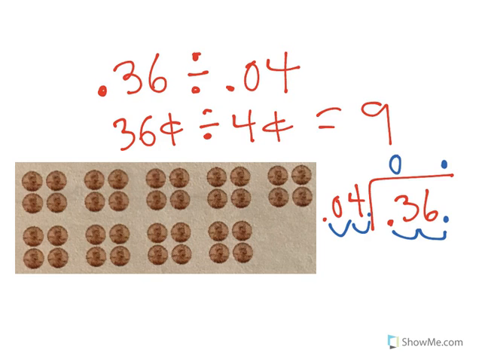4 can't go into 3. 4 can go into 36 9 times. 9 times 4 is 36, and I get 0. Same answer, regardless of how I do the problem. You choose what's best for you. Drawing a picture is a great strategy.